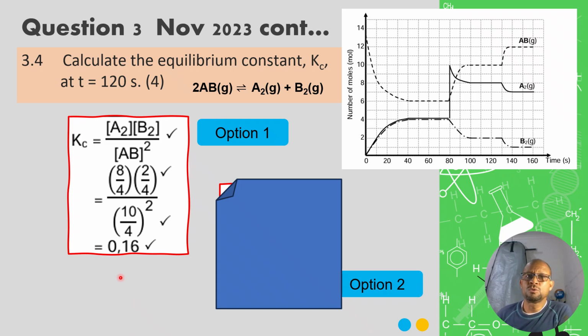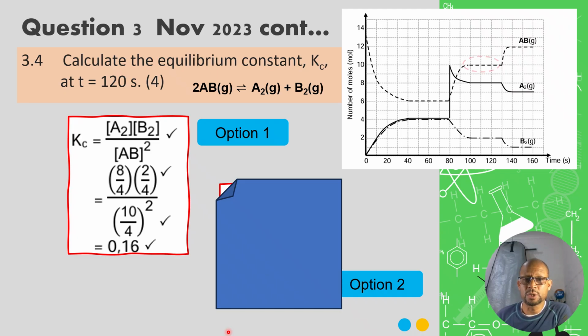Make sure that you take note that in this particular case, remember that Kc is only a value. It's a ratio between concentrations, so we don't have any units. The units for the denominator and the units for the numerator are both moles per cubic decimeter, and that will cancel out. And therefore, we have no units for Kc. Okay, that's the first option.